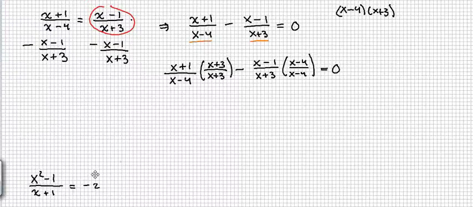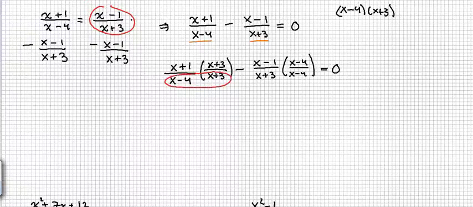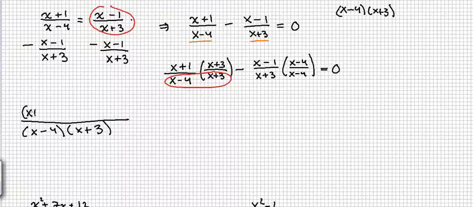Man, I did not give myself enough room when I thought up these spacings, did I? Okay, so we're going to multiply. Now notice they both are being divided by the same amount, so they can all share the same denominator. That'll be the quantity x minus 4 times x plus 3. And this will be x plus 1 times x plus 3 minus the quantity x minus 1 times x minus 4.